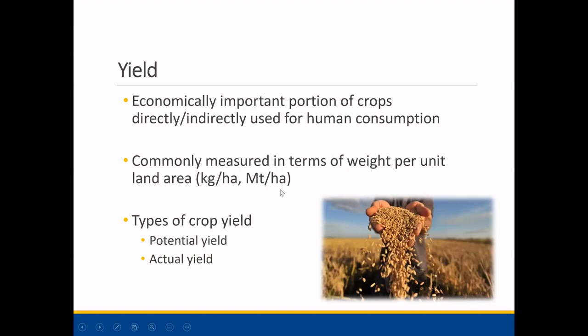When we move to yield, there are two types we will talk about: potential yield and actual yield. We'll look at what they mean. Before that, are there any questions on these things so far? You have to respond yes or no, otherwise I don't know.